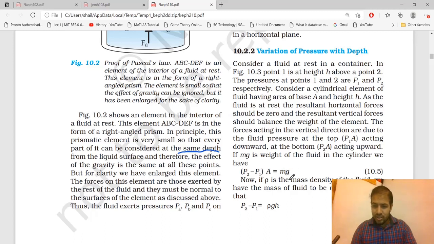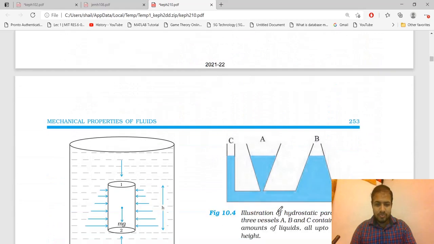Now if rho is the mass density of the fluid, the mass of the fluid is m equal to rho V, where V equals h times A. If A is pi r squared, then hA is the volume of the material. Then P2 minus P1 equal to rho g h.